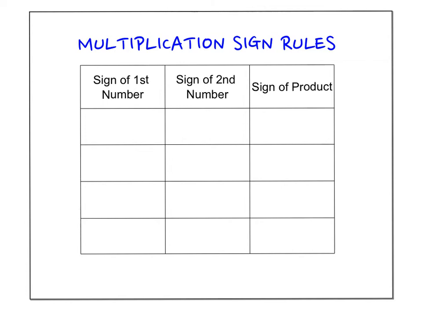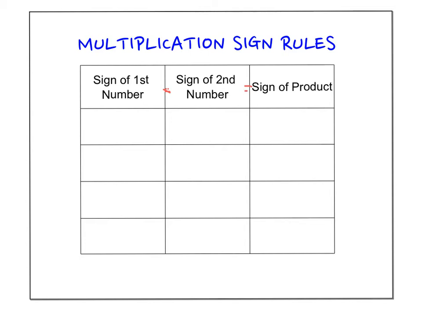This video is going to talk about division of rational numbers, including positives and negatives. And to start that, we need to review our multiplication sign rules when we're working with integers, meaning positive and negative numbers. If you remember, this is how we set up our chart. The sign of the first number times the sign of the second number equals the sign of your product.